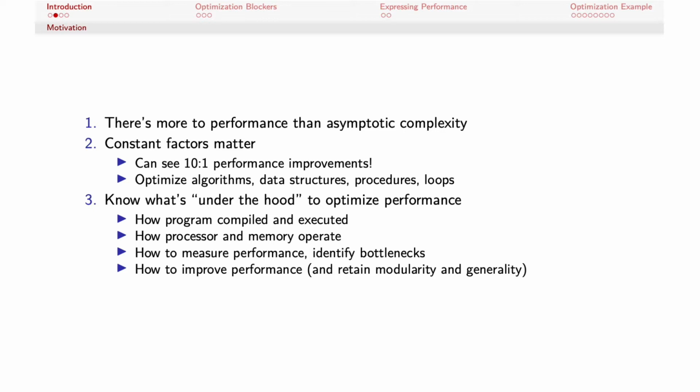And a lot of what we've talked about this term has focused on some of those issues. So we've discussed how the program is compiled, how it gets converted from source code to assembly language to machine code, and then loaded into the memory and executed. We've talked a lot about how the processor itself operates, how memory operates, what the memory hierarchy looks like. So I'd like to know how we can measure performance, how we can characterize the behavior of a particular algorithm, and then how we improve that performance without clobbering the modularity and generality of our code.